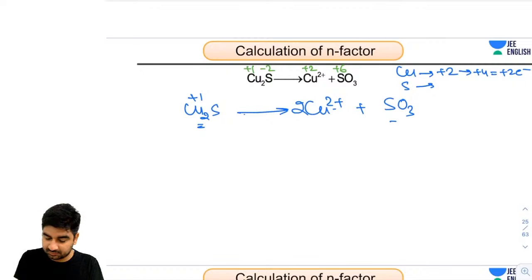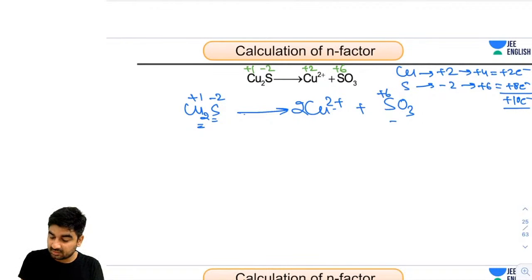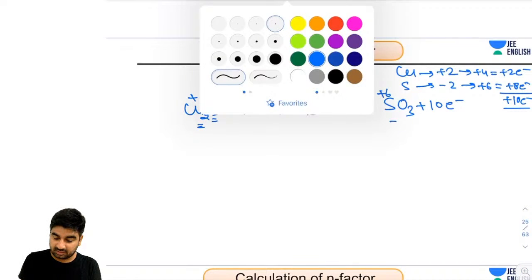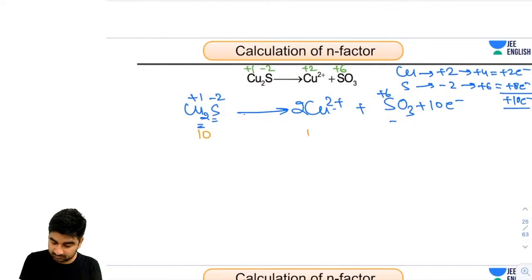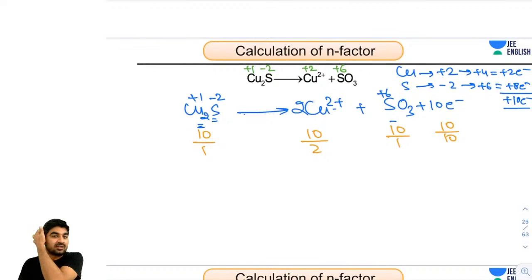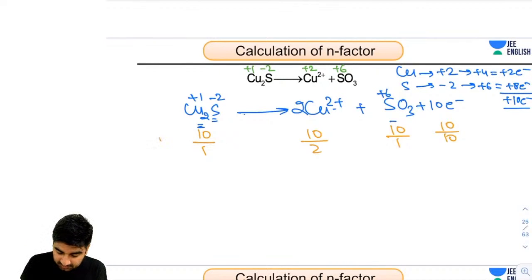Then here we have -2. Only one sulfur is there. And then it is +6, so +8 electrons. So there are 10 electrons. Right guys? So there is a loss of 10 electrons. And if there are 10 electrons, guys, done. Now you can calculate the n factor for each.